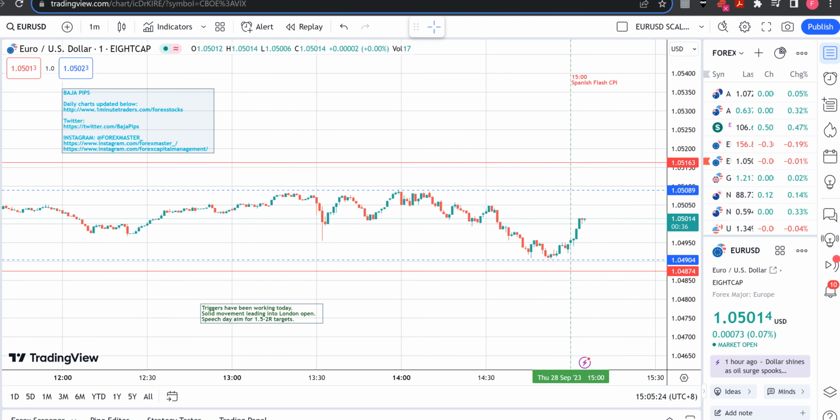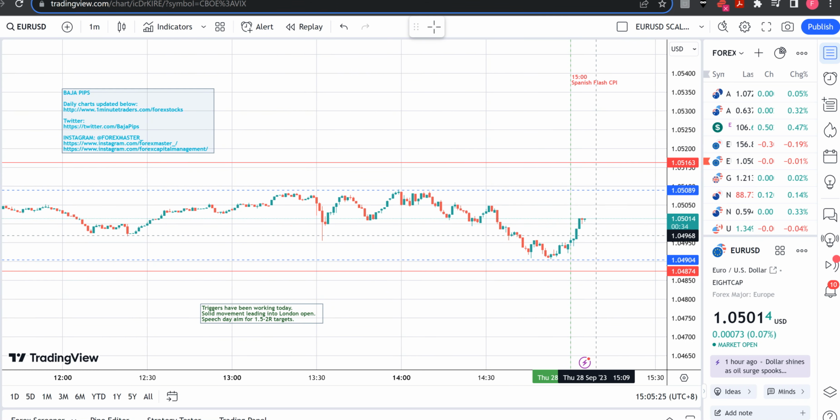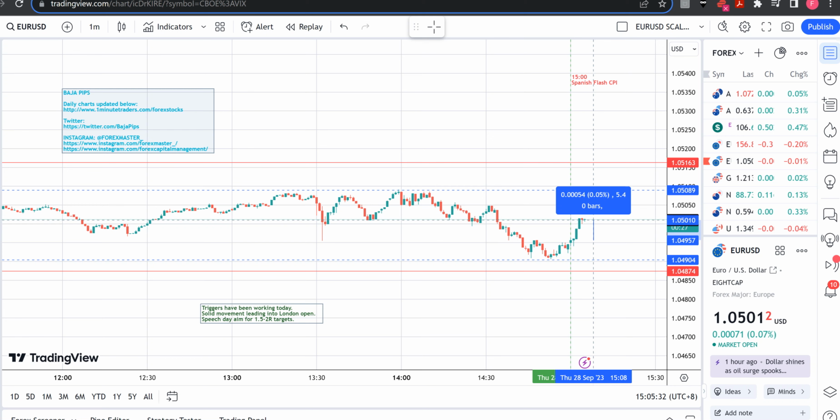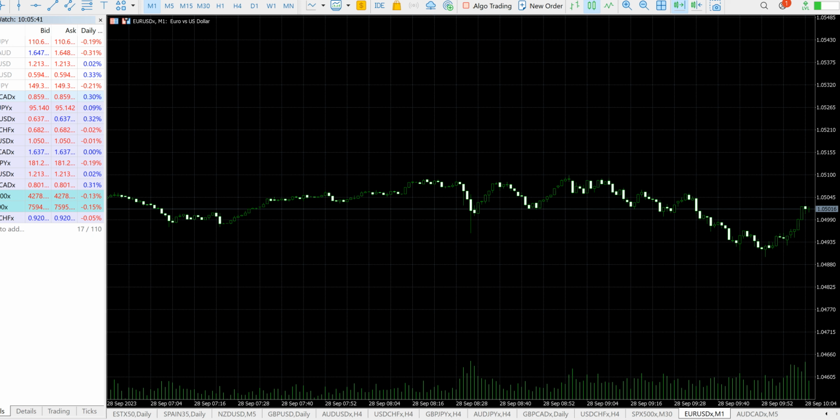Now we have some potential moves. I might be a little bit late to this entry, it's totally fine. I want to see the wave size on this thing right here. It's about 5.4 pips, so I may end up taking this long coming up. So here I am on my platform, and yeah, I think I'm going to take this long coming up.